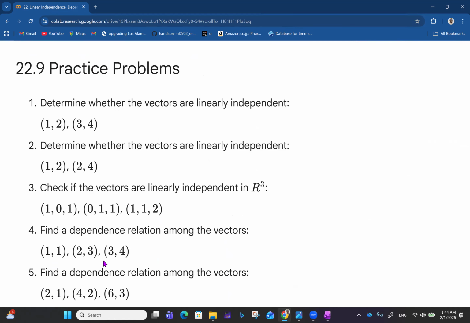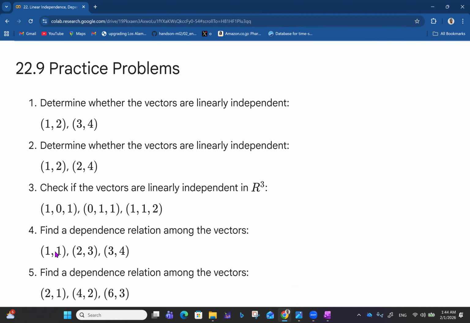So this third vector is useless because (1, 2) plus (2, 3) will give you (3, 4). So by combining these, you have this. This is not adding any new information. Then, find a dependence relation among the vectors. Oh, we are looking for a dependence relation, right?